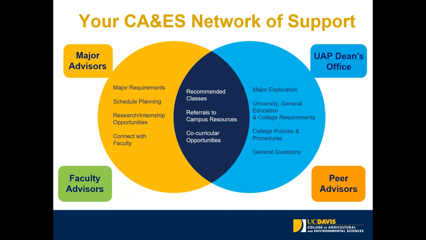The UAP Dean's Office is a great place to get clarification on your college, university, and general education requirements, and any other college policy and procedure. Especially, it can be very confusing coming in as a first-year student. This is totally normal and okay to ask questions because policy at your high school, your community college, or your previous institution can be different from UC Davis. The UAP Dean's Office is your first point of contact if you have any questions and you don't know where to start. Although the major advisor and UAP Dean's Office specialize in certain areas, we do have some overlap, where we both can connect you with campus resources and also provide you with class recommendations and introduce you to co-curricular opportunities so you can get involved in the major or in the college.